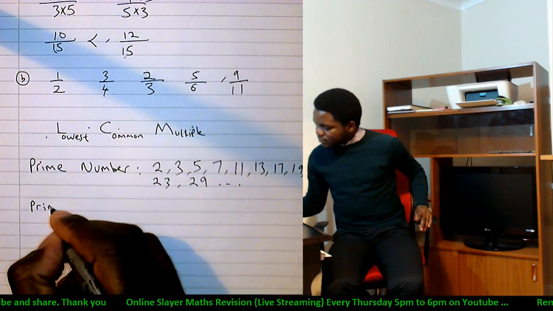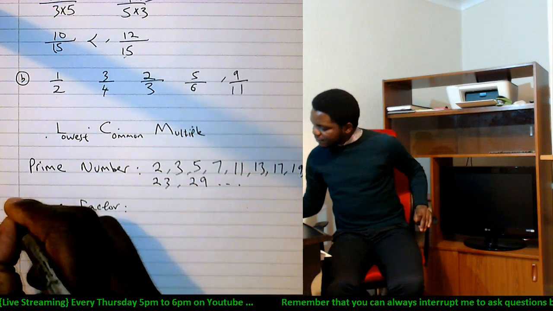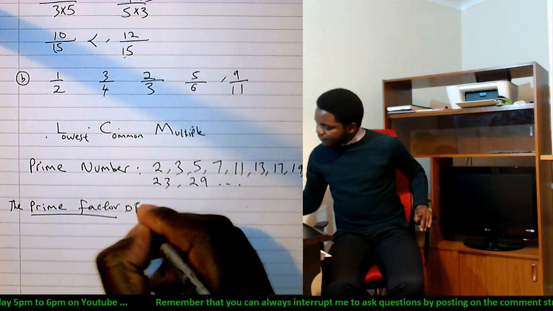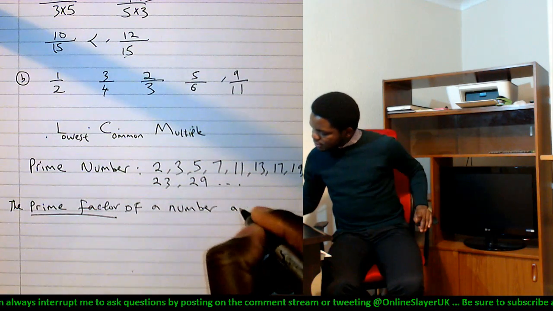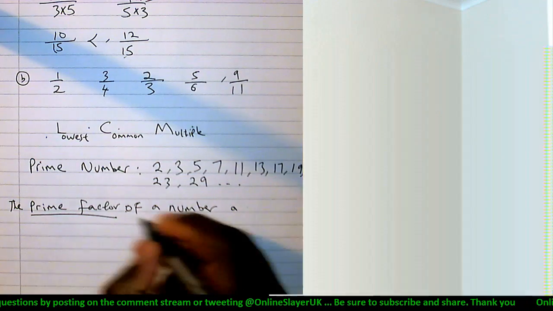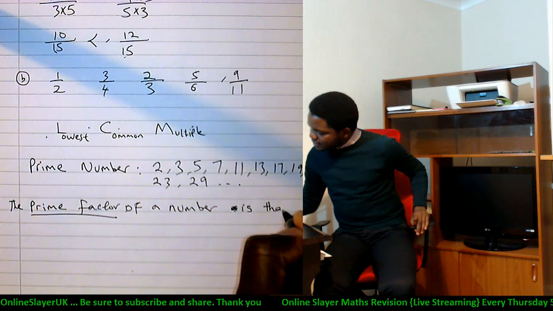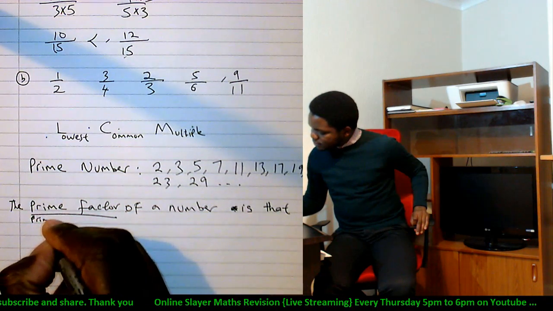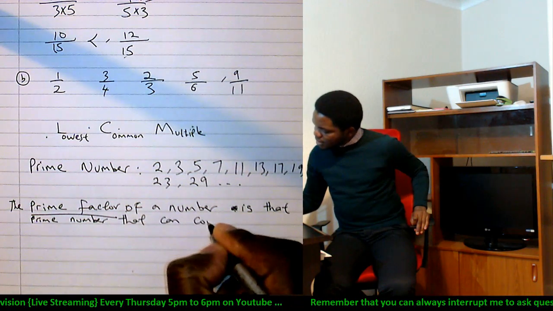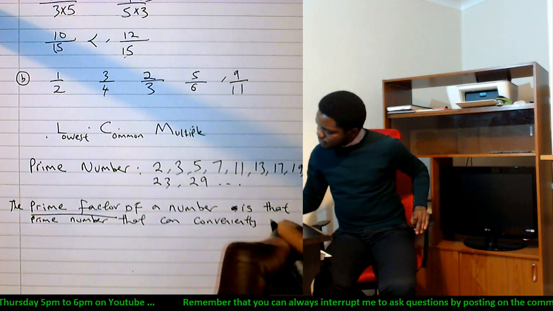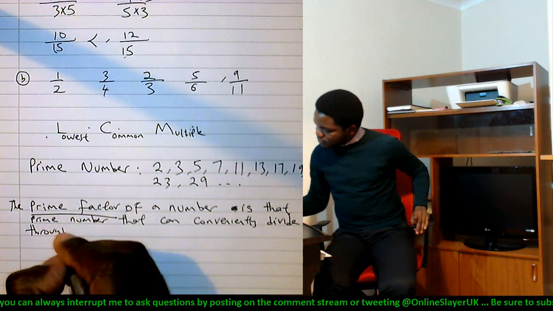So, a prime factor of a number, should I say is or are? Well, I said a prime factor, so the prime factor of a number is that prime number that can conveniently divide through the number.